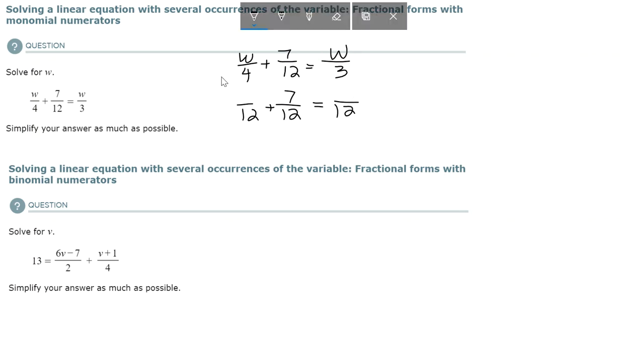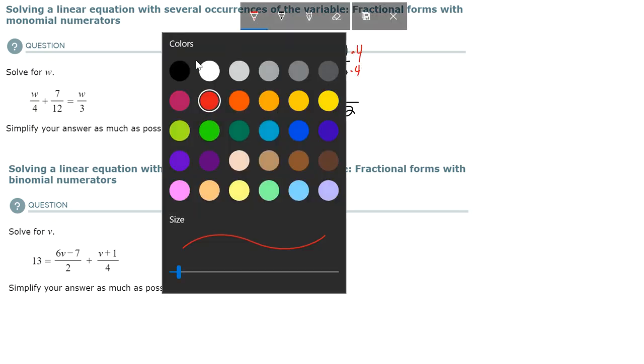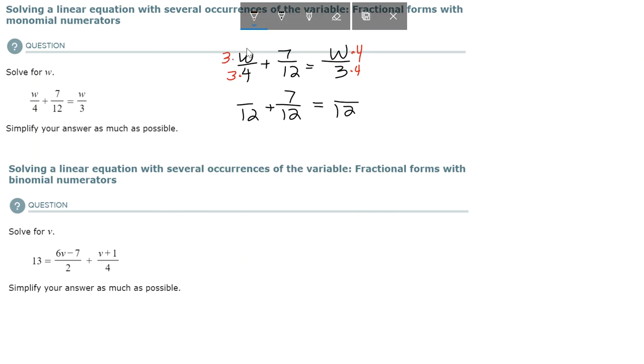So now I have to multiply these fractions. In order to make 4 into 12, I need to multiply by 3. So I'm going to multiply both my numerator and denominator by 3. In order to make 3 into 12, I need to multiply by 4. So I'm going to multiply the numerator and denominator by 4. So I've changed the denominators, but because I've multiplied both the numerator and denominator by the same factor, I've not actually changed the number. I've just changed how it looked.